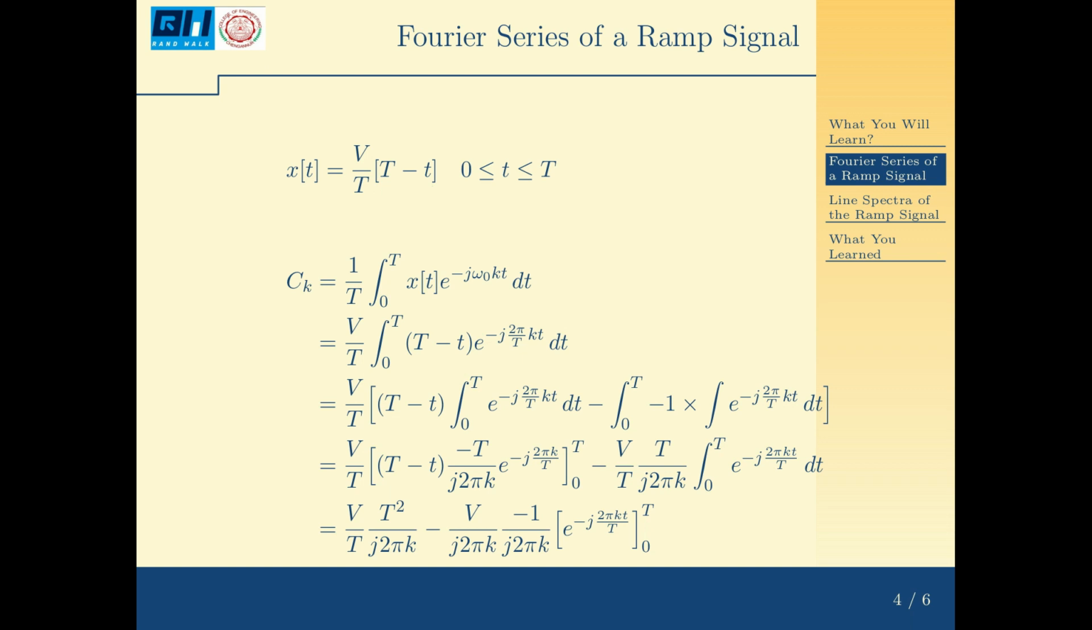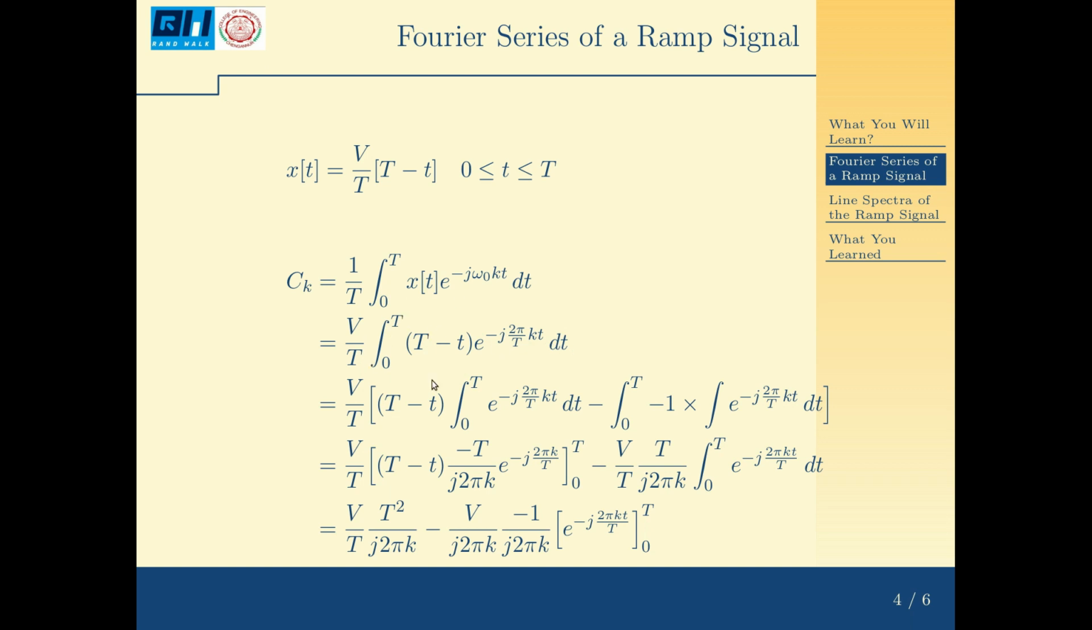So now I can compute the Fourier coefficient c_k as 1 by T, integral from 0 to T, x(t) e raised to minus j 2 pi k t by T dt. Here omega 0 is nothing but 2 pi by capital T. So this becomes V by T, integral from 0 to T of (capital T minus small t) e raised to minus j 2 pi k t by T dt.